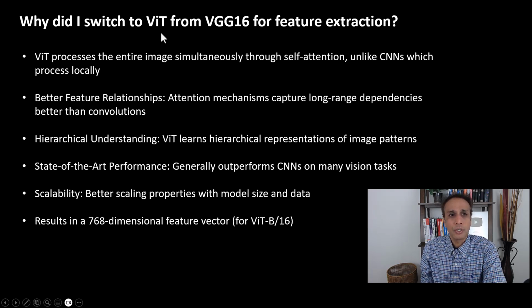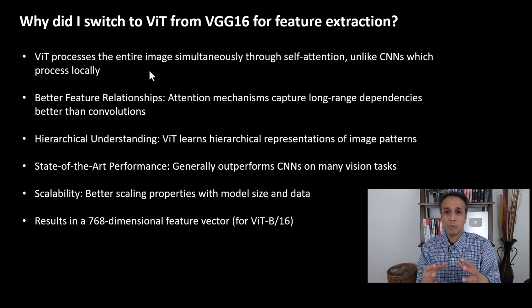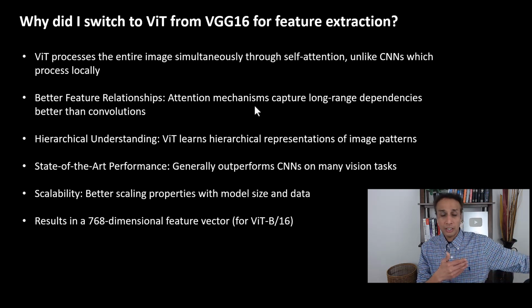So why did I switch to ViT from VGG16? Well, vision transformers process the entire image simultaneously through a mechanism called self-attention, unlike CNNs, which process in a local way. So we include a bit more global context, which results in better feature relationships because the attention mechanisms capture long-range dependency, right? That's why they're good at large language models. They're good at understanding long range, and they don't forget halfway through the sentence, like, oh, what was I talking about? Well, sometimes they do, but they work in a very robust way, as you know.